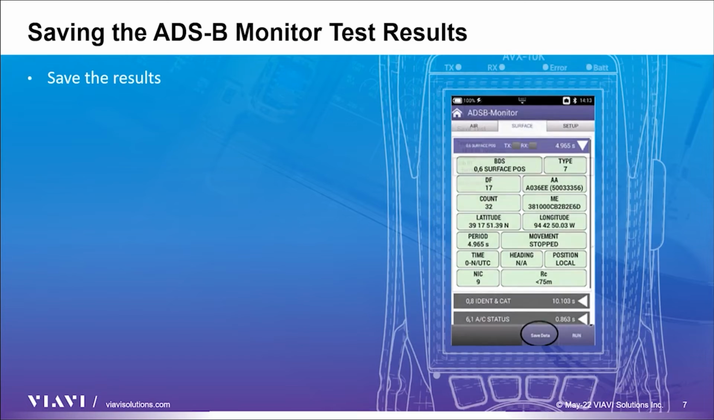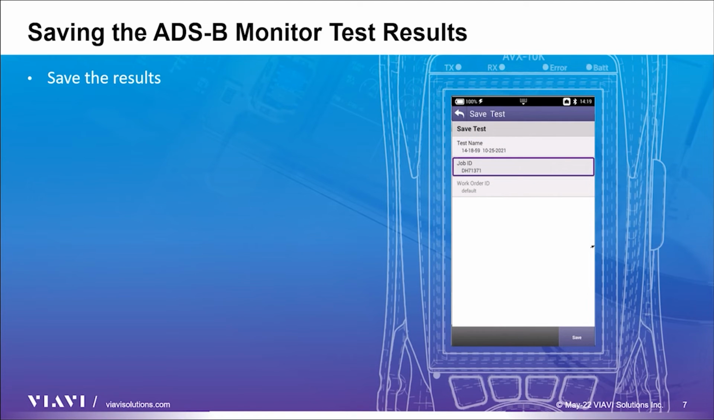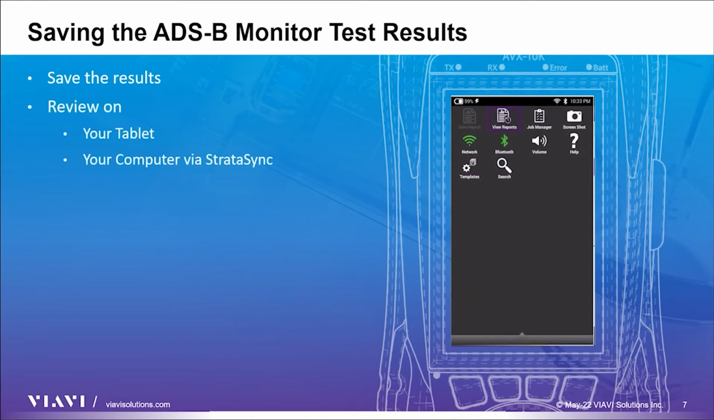Now that the tests are complete, press the Save Data button to save both the airborne and surface data collected. The AVX-10K will automatically name the test report using a date and timestamp. The operator can also enter a unique name of their choosing. Job ID is also a user field to enter data of your choosing and will also show up on the report. Press the Save button to complete the process of saving the data. Users can view the test report locally by pulling down the system tray and clicking on View Reports. Test reports can also be saved or transferred to a USB drive or transferred to Strata Sync.